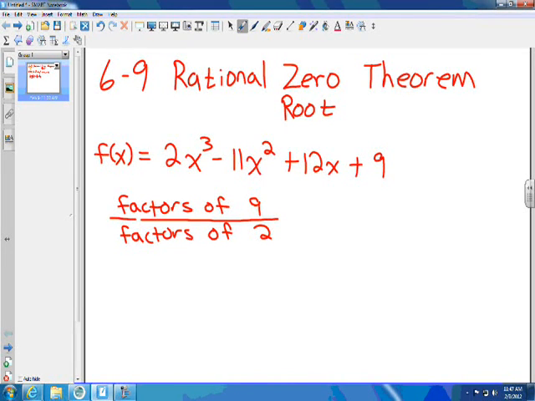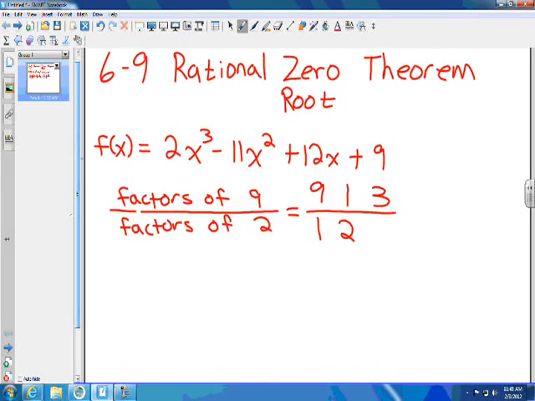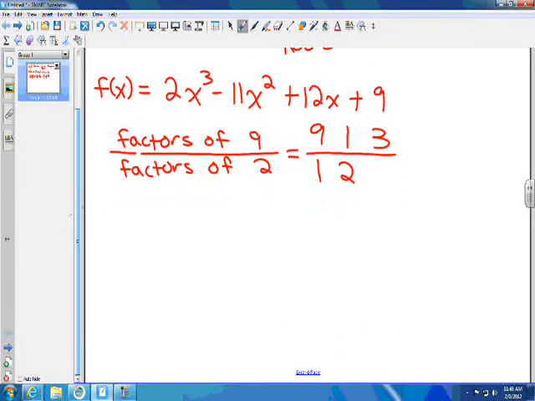So what are the factors of 9? 9 and 1, and 3 and 3. You do not have to list the same one twice. So 3 times 3 are the factors of 9, but if you've got a 3 there, you don't have to list it again. And what are the factors of 2? 1 and 2. So you list all the factors of 9 divided by all the factors of 2. Your first one there, you're going to do 9 over 1 and 9 over 2, 1 over 1 and 1 over 2, 3 over 1 and 3 over 2.